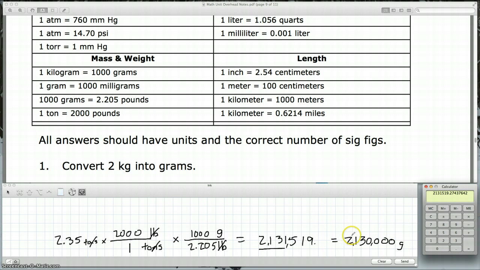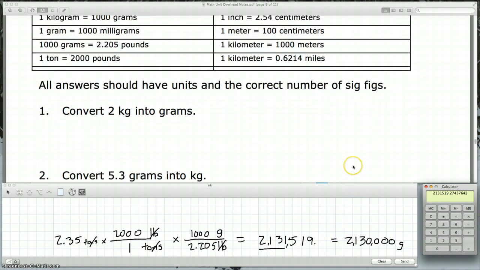So my answer is 2,130,000. All these zeros are not sig figs because I did not put a decimal point at the end. As long as I don't put a decimal point at the end, zeros to the right are not sig figs. So the only sig figs are the 2, the 1, the 3. So started with 3 sig figs, end with 3 sig figs.